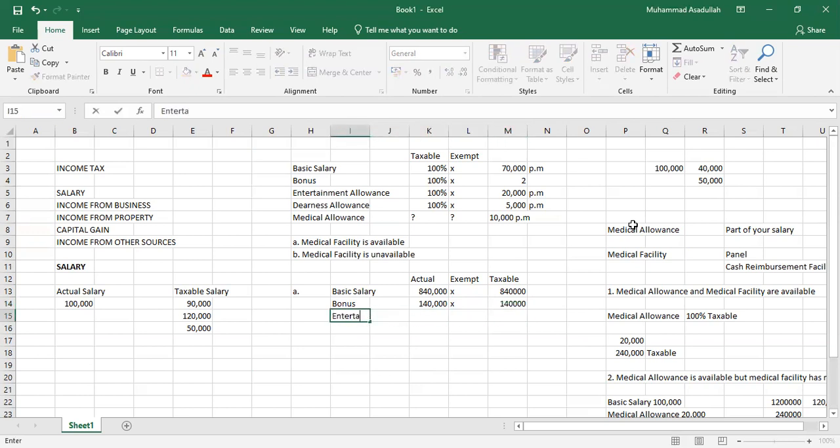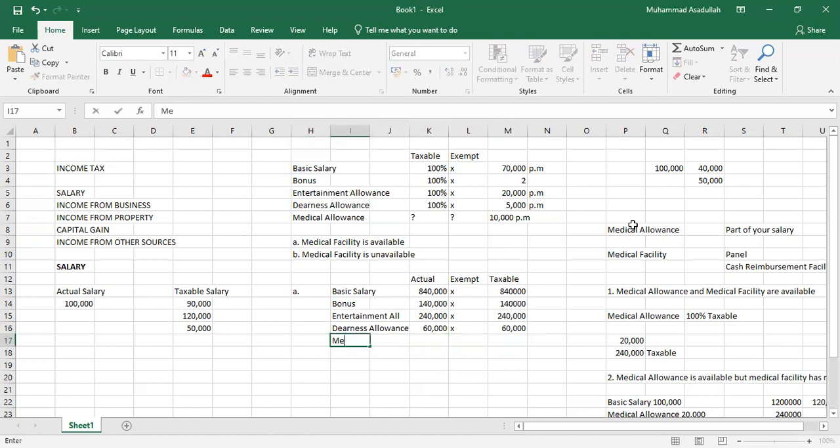Now here is the entertainment allowance. You have received 20,000 rupees, and 20,000 multiplied by 12 is 2,40,000 rupees. Again, nothing has been exempted here. Under the dearness allowance, 5,000 rupees per month is 100% taxable. When you multiply by 12, you will get 60,000 rupees, and the taxable value is also 60,000.